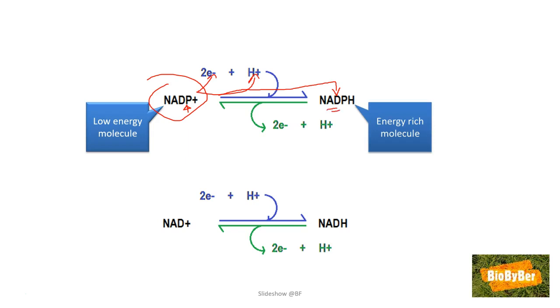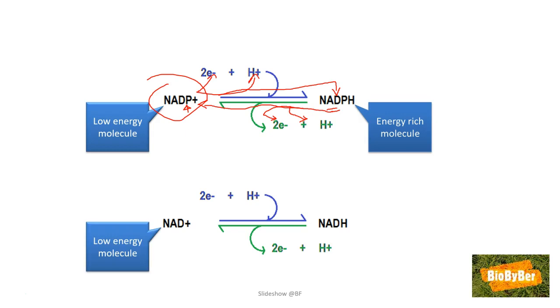Now the reverse can happen as well. The NADPH can lose 2 electrons and lose a proton and will be converted into NADP+, which is what you had in the beginning. Again, this interconvertibility, where the two chemicals can be converted from one form to another, is vitally important to understand in photosynthesis.